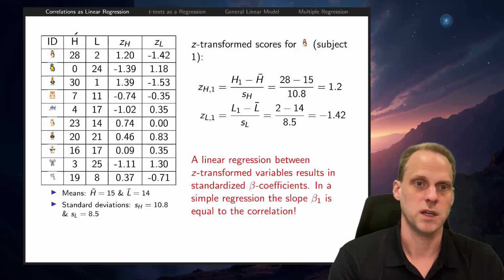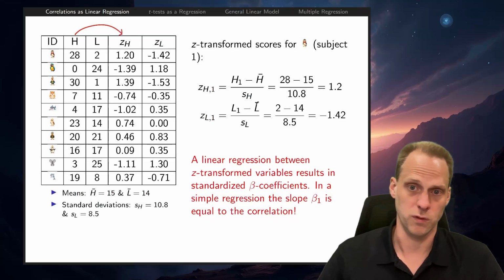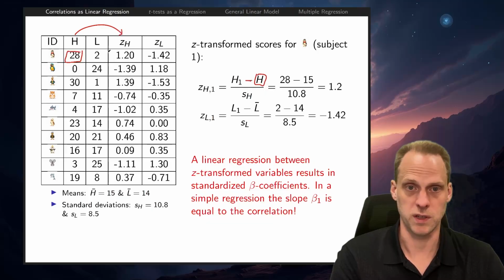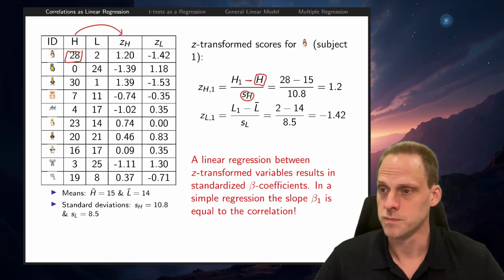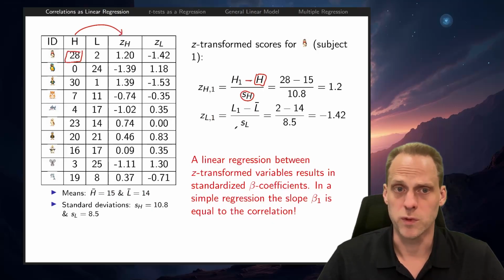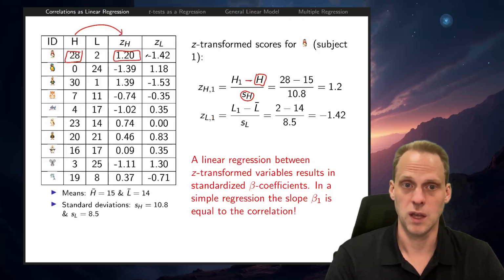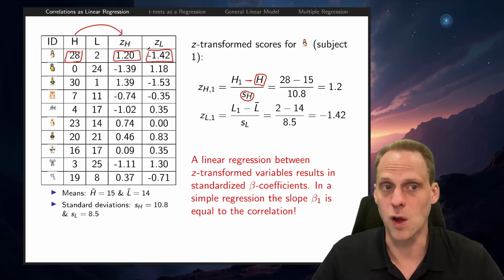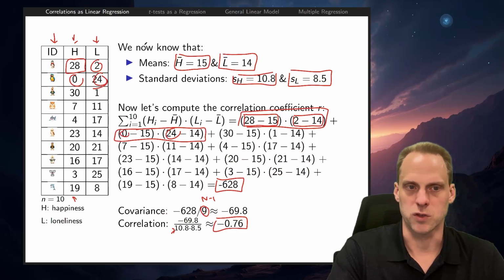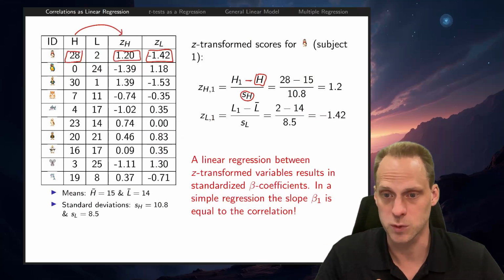Now, let's do something else. Let's take the happiness score and z-transform that. So how do we z-transform? If you remember, we take a score, in this case 28. We subtract the mean, in this case 15, and we divide by the standard deviation. The z-score tells us for every data point how many standard deviations it is away from the mean. In this case, this owl is 1.2 standard deviations above the mean on happiness and minus 1.42 standard deviations below the mean on loneliness. It's useful because these distances are hard to interpret, as the scale is 0 to 30. But here we can just talk about standard deviations, and we can do this for every variable.